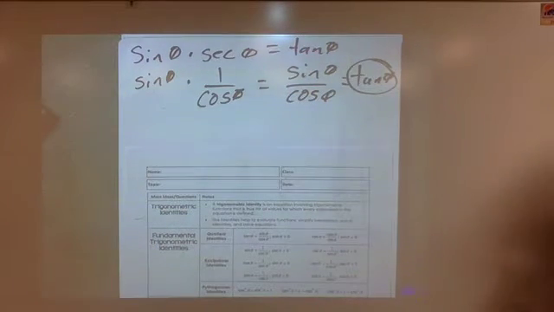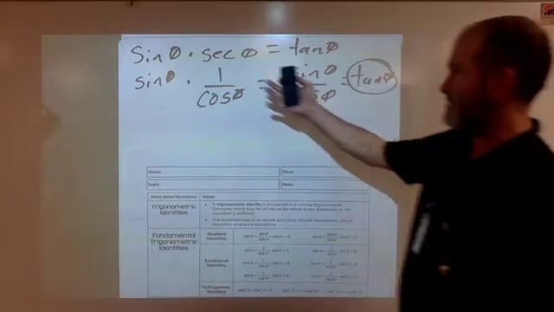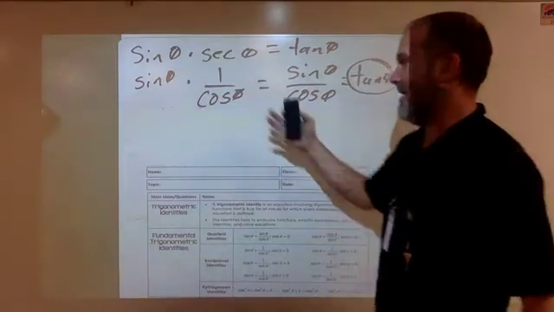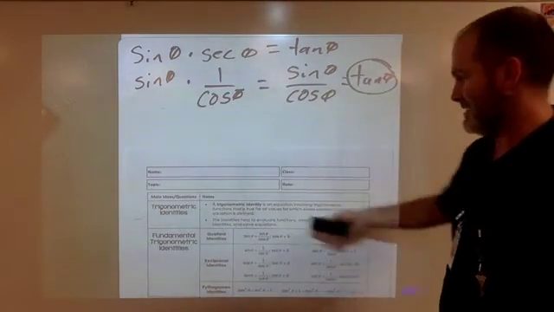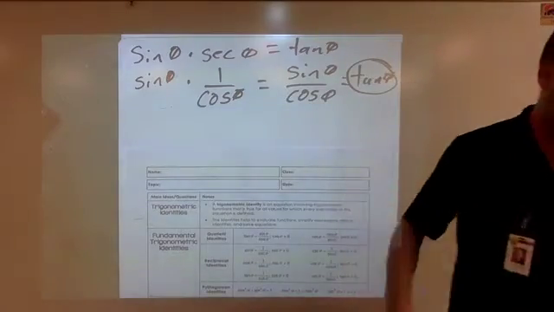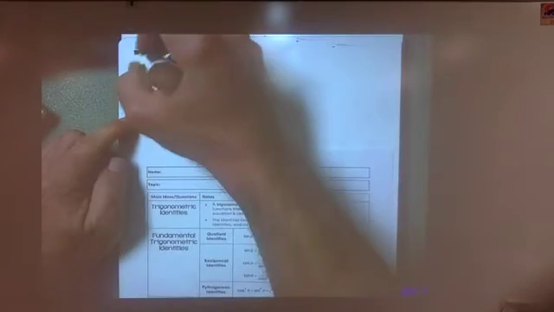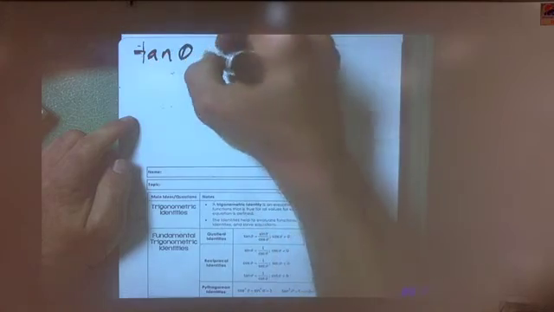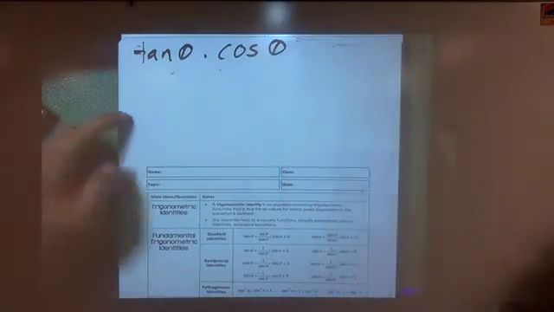So that's the strategy here. You just look at what you're given, and you sub one of them out and see if it simplifies into something else on here. If it doesn't, you start over and you sub the other one out and see what you get. So let's try another one. How about tangent cosine? Tangent theta times cosine theta.